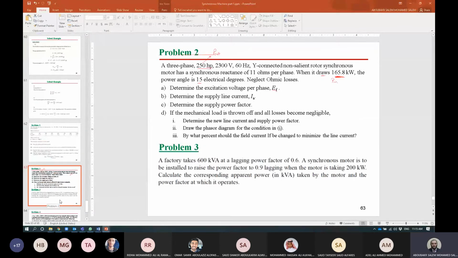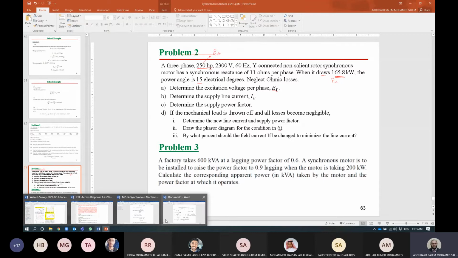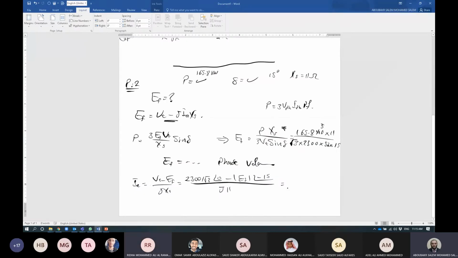It's not given here, but we can calculate it easily. Now number C: determine the supply power factor. Supply power factor is nothing but the cosine of the angle of the current. So if we calculate this part here.